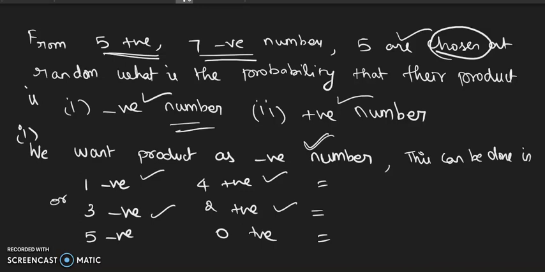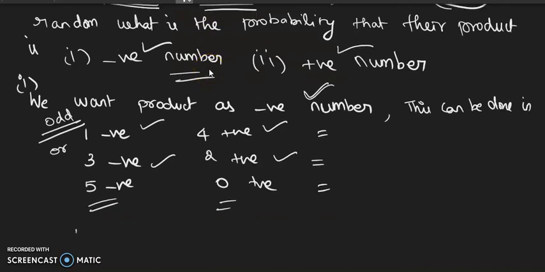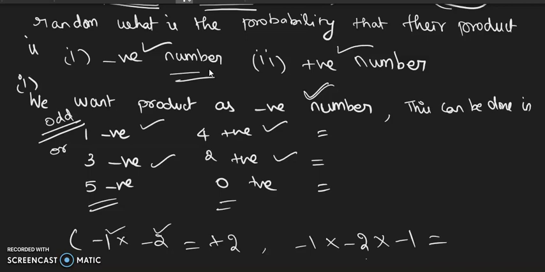Because I want the final product to be a negative number, an odd number of negative numbers should be there. Then only the product will become negative. Or 5 negative and 0 positive. For example, say I have two numbers, minus 1 and minus 2. This will become plus 2 because of two negative numbers. If it is minus 1 into minus 2 into again minus 1, then again plus 2 into minus 1 will become minus 2. So if you multiply an odd number of negative numbers, you will get the final answer as negative.